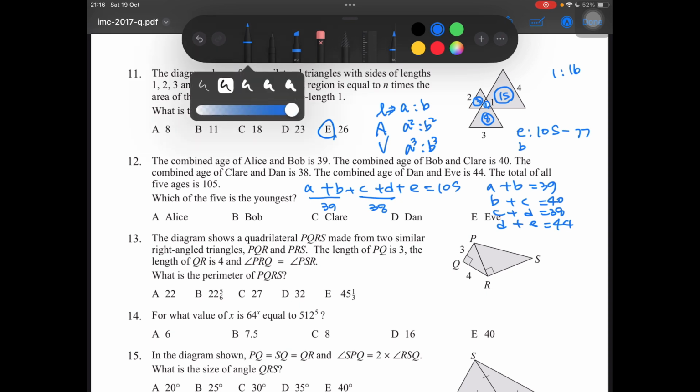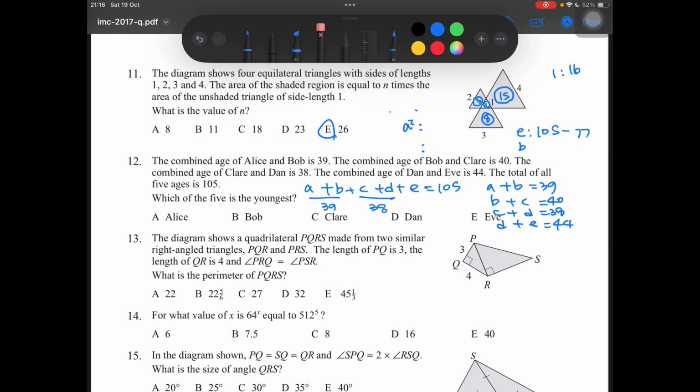So now we know E is 105 minus 77. And A, B, C, D. Let's start from A: B, C, D, E is 84. So A is 105 minus 84.